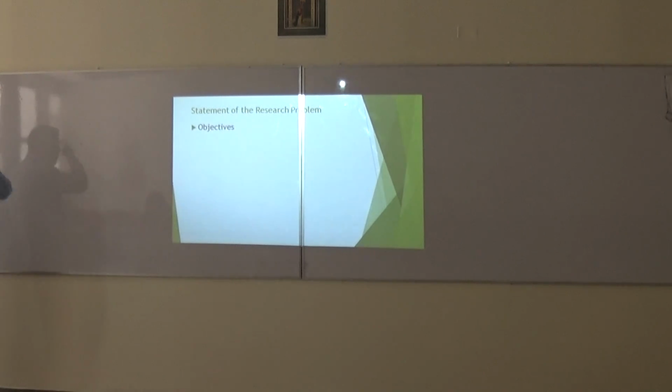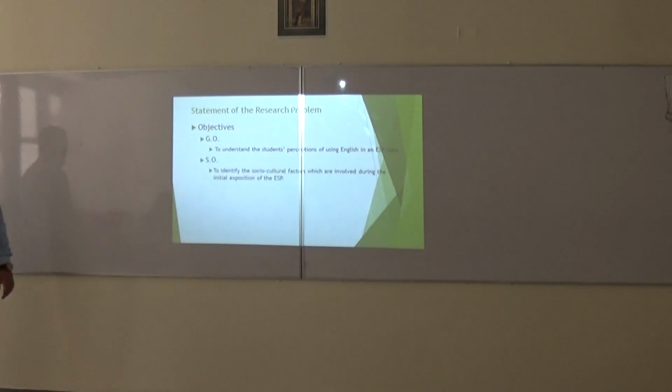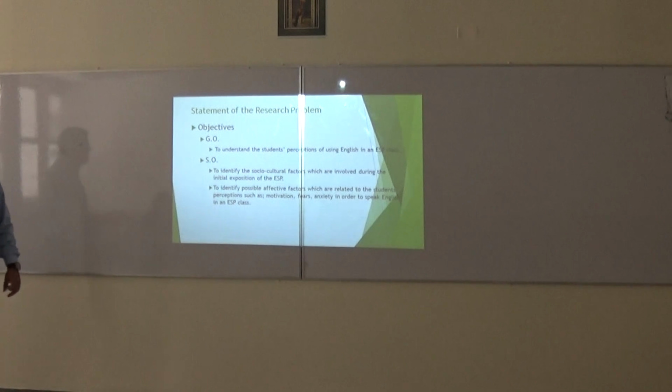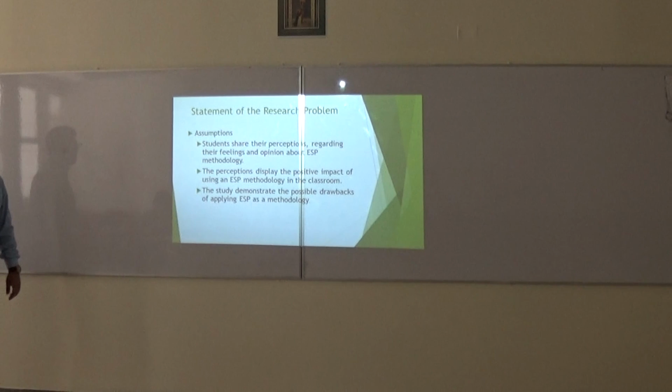For this, I prepared the following objectives. The first one is to understand the student perception of using English in ESP class. In order to achieve this objective, I proposed 3 main steps, which are to identify the social-cultural factors which are involved during the initial exposition of ESP, identify the possible affective factors which are related to the student perception, such as motivation, anxiety, fears, in order to speak English in an ESP class. And also, I have to analyze the student constructed perception of using ESP in order to communicate.